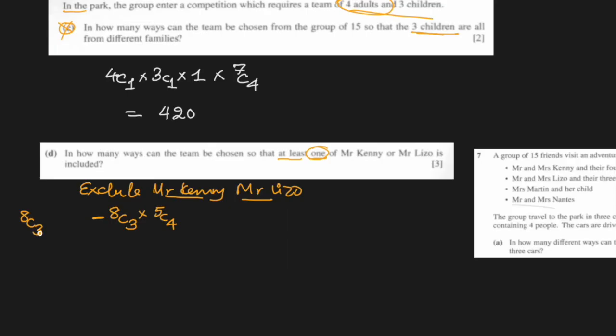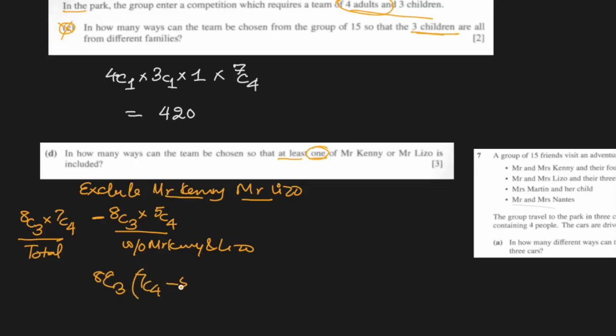So 3 children from 8 multiplied by 7 adults, and we are selecting 4 out of those. So these are the total number of selections possible, and this is without Mr. Caie and Lizzo. So let's take 8C3 common from both, and 7C4 minus 5C4 will be the total number of selections where at least one of them is included, and it will be 1680.